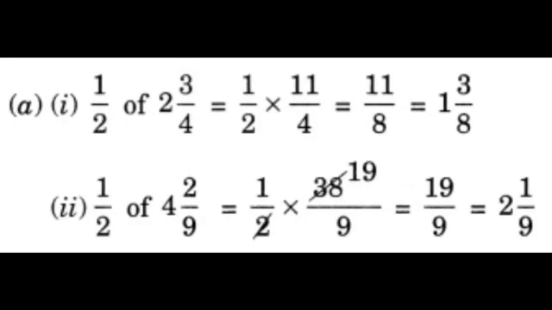Next, second subdivision: 1 by 2 of 4 2 by 9. 4 2 by 9 is equal to 9 into 4 plus 2 whole divided by 9. That is 36 plus 2 by 9, which is equal to 38 by 9. Now it will become 1 by 2 into 38 by 9.